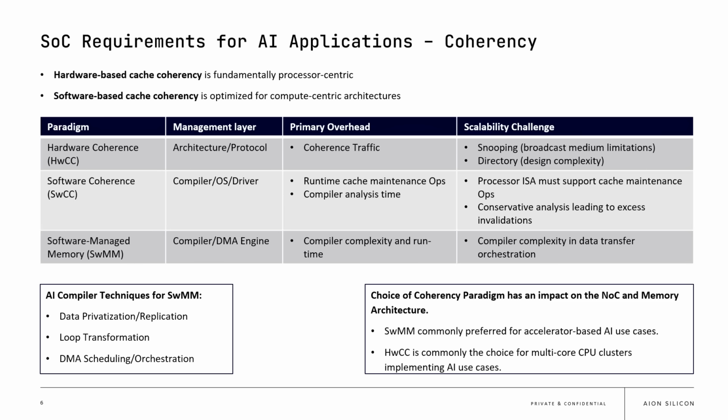Software coherency requires support from your processor ISA to support the cache maintenance operations. And the purest form of coherency that we have is software managed memory, whereby a system doesn't have caches, but instead has your off-chip memory, and then on-chip you've got several SRAM blocks. And the coordination and orchestration of the workload is managed by the compiler. So yeah, these are the various forms of coherency, and we're seeing software coherency, in particular software managed memory, to be the choice for AI accelerator based use cases.